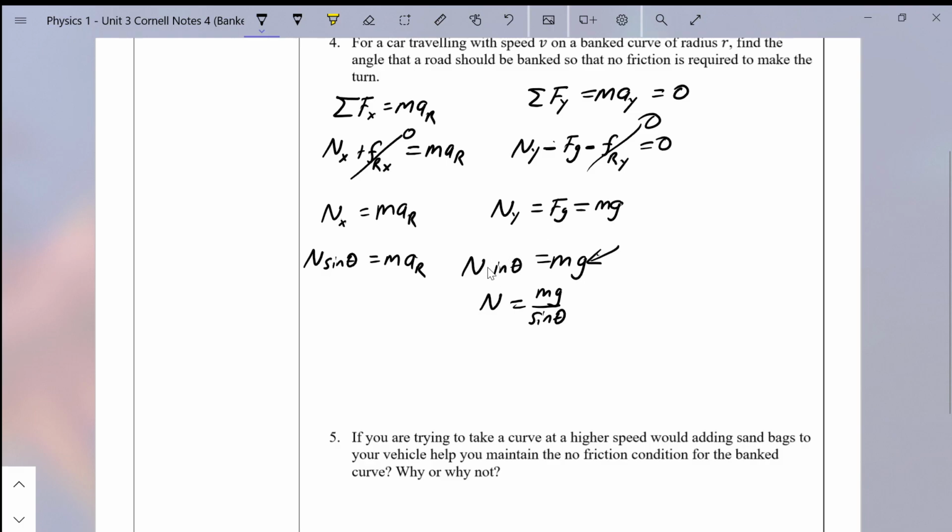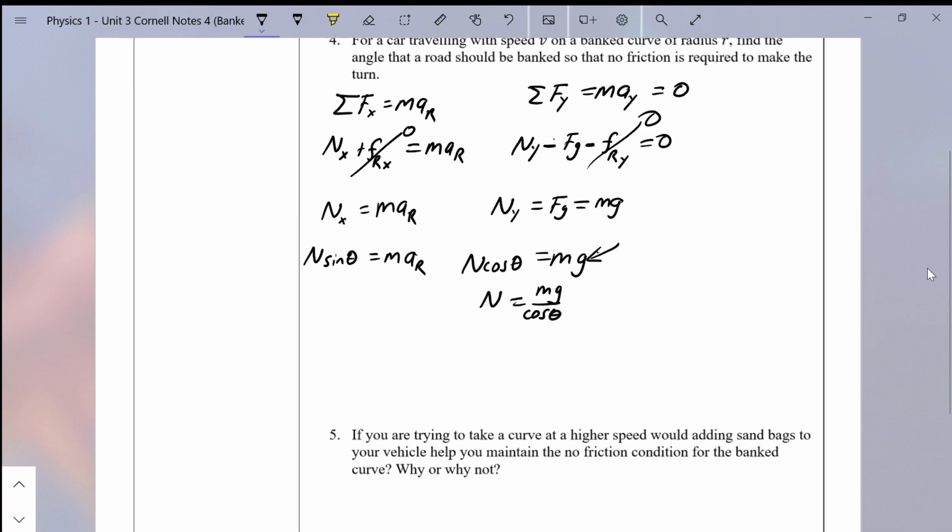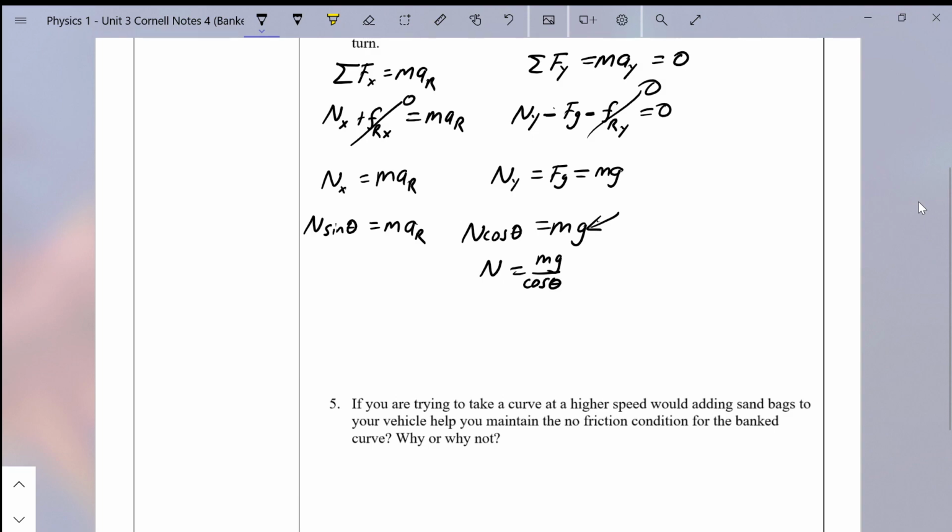You know what? I screwed up. This isn't N sine theta. This is N cos theta. The y component has cosine on it. Okay, so now we fix that. I can take this N and I can plug it into this equation. And what I get is N, which we said is mg over cosine theta.